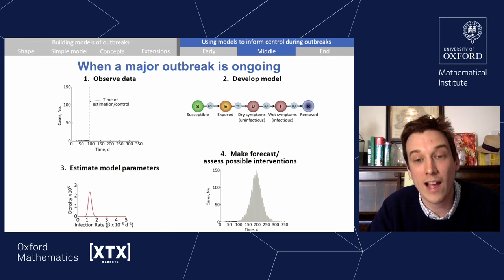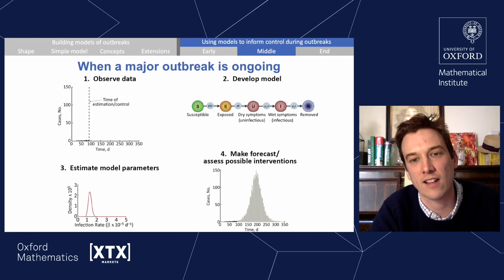And the aim there isn't to predict precisely how many cases there are going to be or precisely when the outbreak is going to peak. Instead, the aim is to look at different possible control interventions and look at which are most likely to have beneficial effects and which are most likely to have the largest beneficial effects in terms of reducing case numbers.